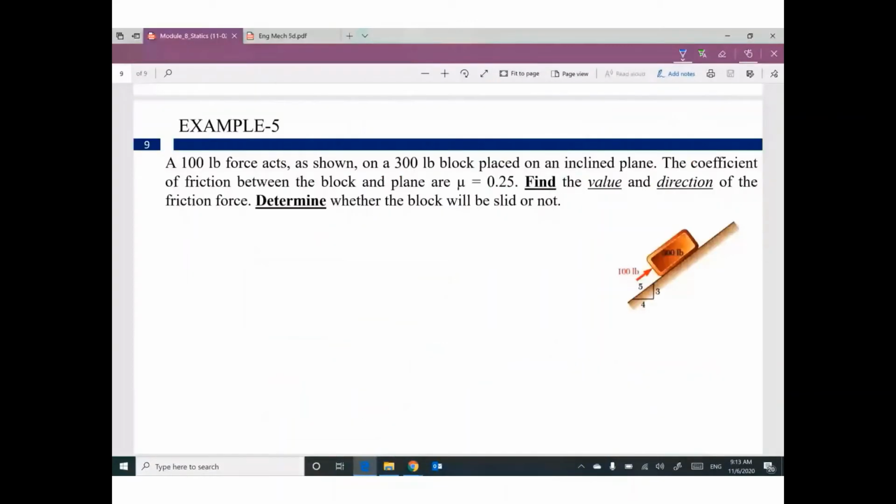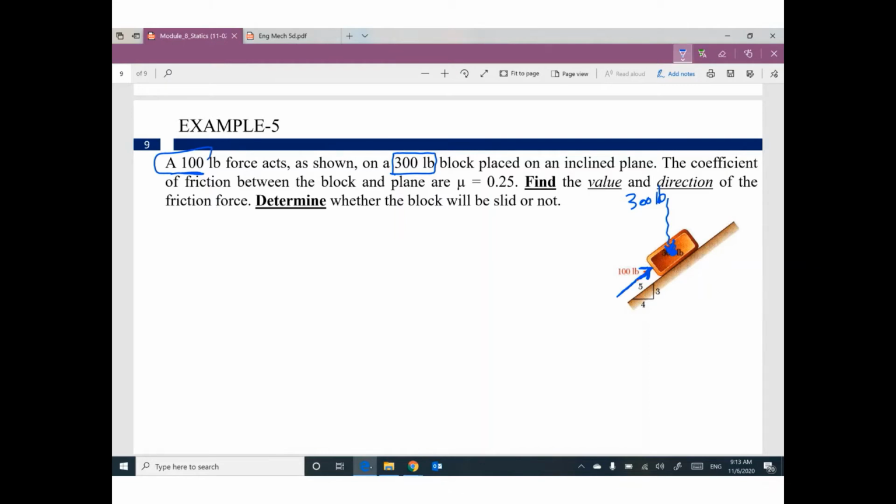We have a box or block with 300 pound weight. So the weight of this block will be vertically down, 300 pound. And we have a force, 100 pound, acting on this block upward, in this direction. Before doing anything, do you have any other forces? No, we have only two: the weight of the block and the applied force, which is 100.